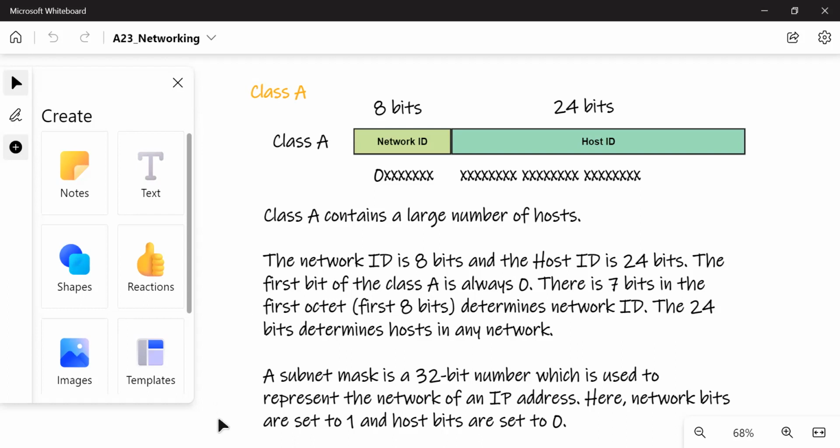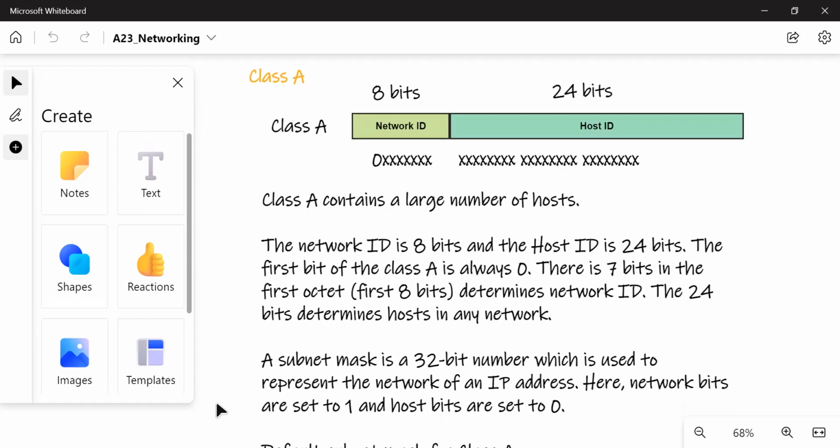Okay. Then when we talk about class A networks or any network, we talk about something called a subnet mask. The subnet mask is used to identify the number of bits allocated for the network and the number of bits allocated for the host. So in a subnet mask, we usually represent network bits with ones and the host bits with 0. Simply that.